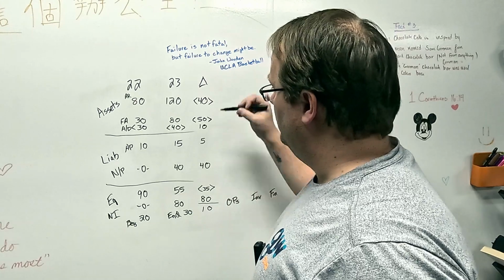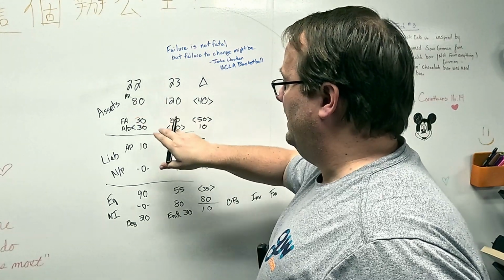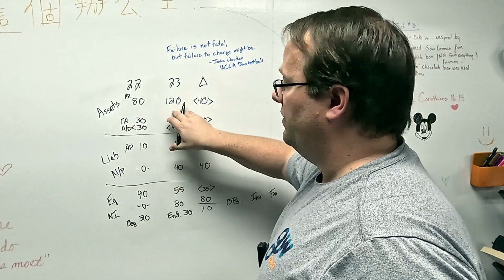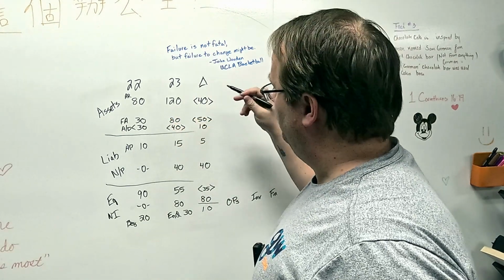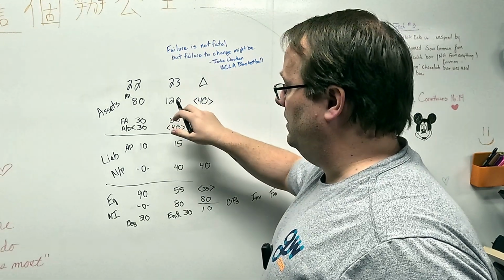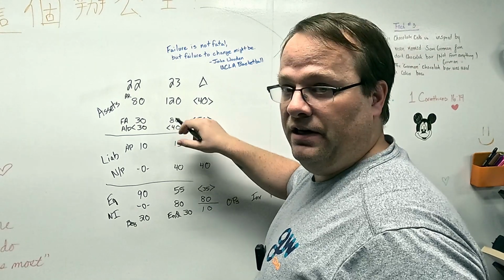All right. So this is the change. Remember, as an asset goes up, that means cash actually goes down, because my cash is sitting in AR or my cash is sitting in equipment.